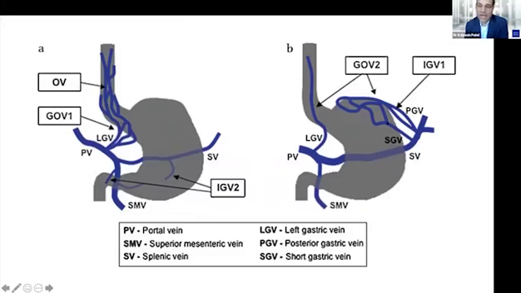However, on the diagram on the right, we see the other variety, GOV2s, which are really the most interesting because they can have dual etiologies.